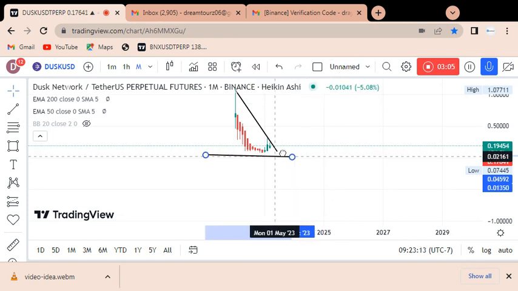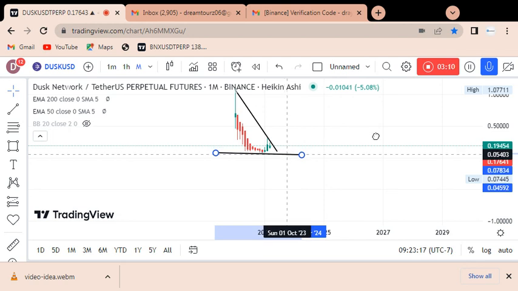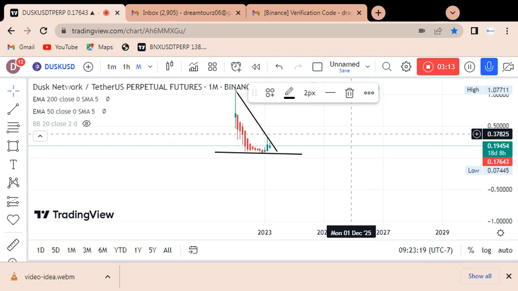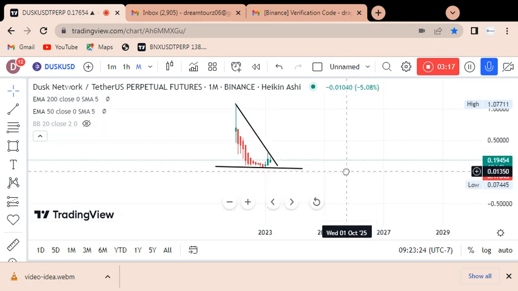Now look at the market structure right now. This is the market structure. So what is going to happen next?